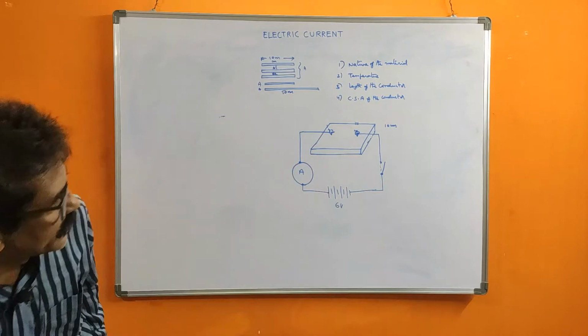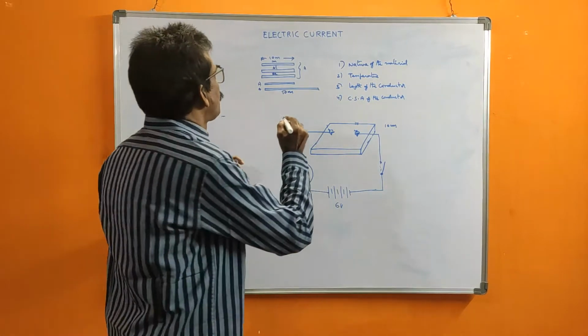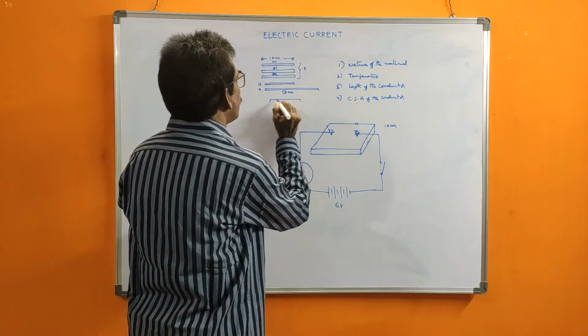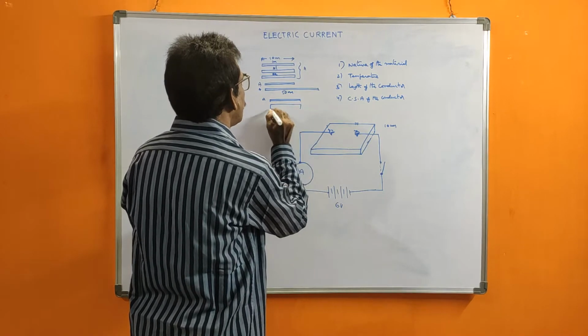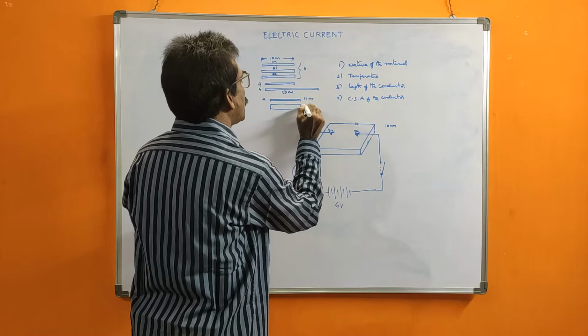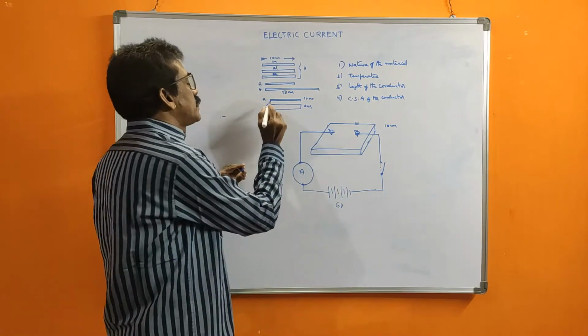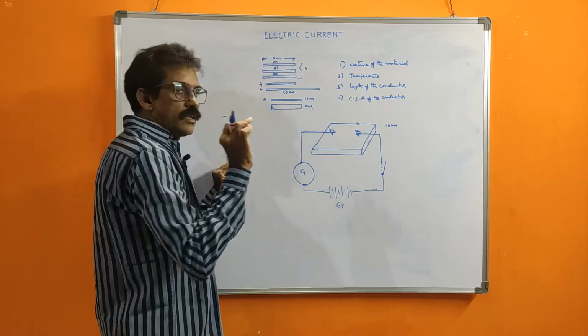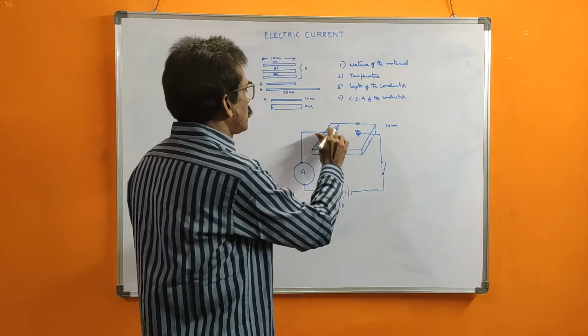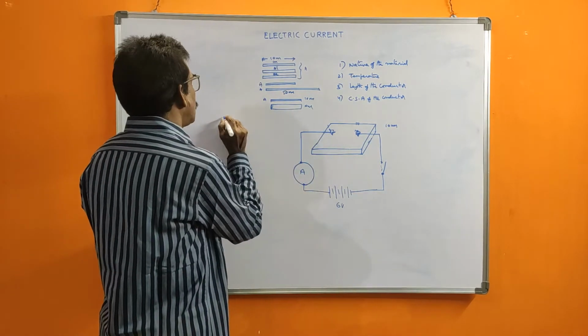Okay, cross sectional area. Suppose you take an aluminum wire of the same length, 10 centimeters, but in two versions: a thin wire and a thick wire with a very large diameter. First, the thin wire case.